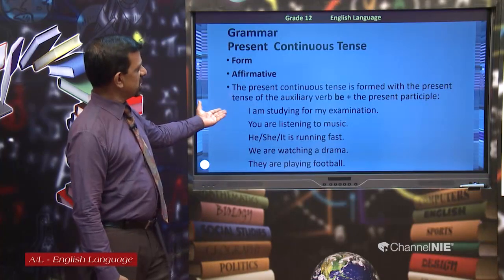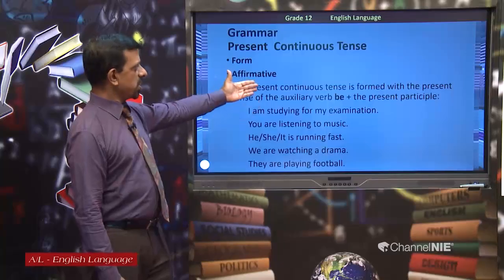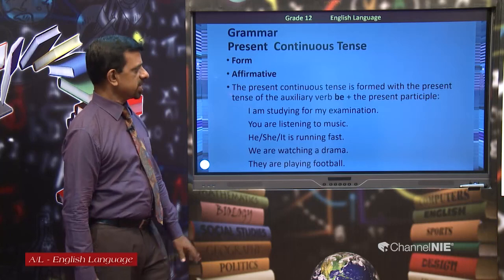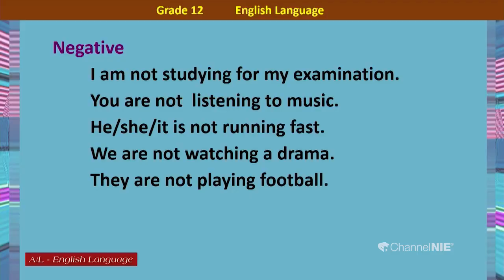So this is a basic tense that we are using in everyday life situations when you want to describe things. Okay, let's go to our examples. I'm studying for my examination. You are listening to music. He, she, it is running fast. We are watching a drama. They are playing football. As I said, verb be plus present participle is the affirmative form.